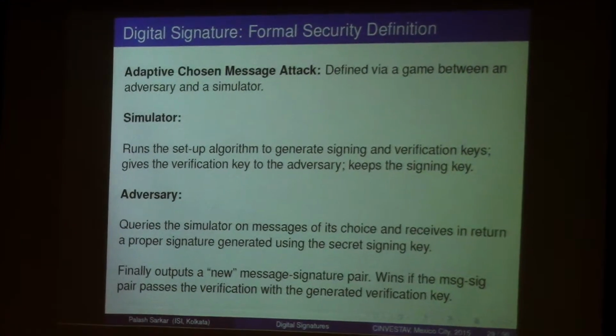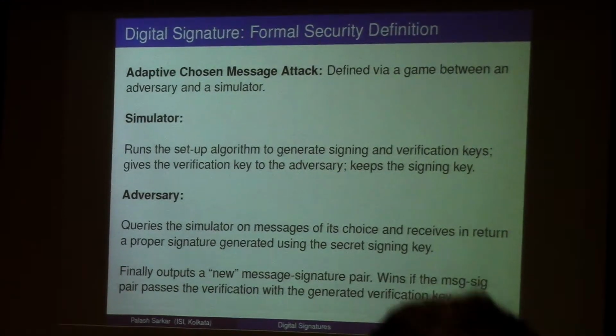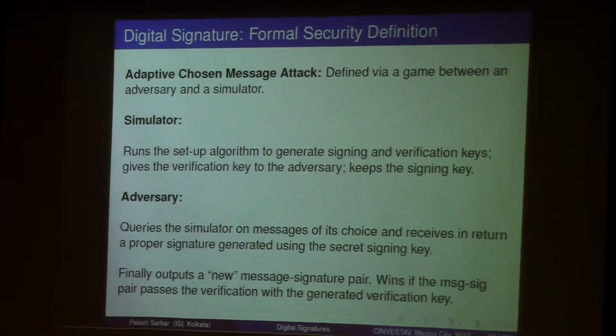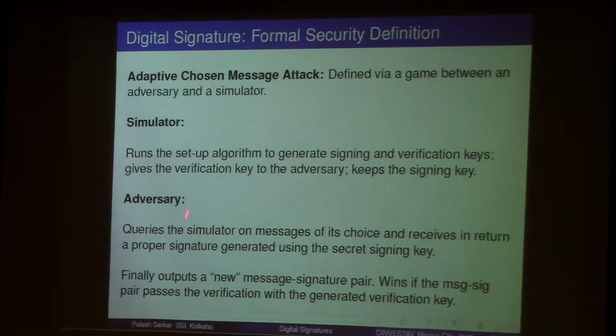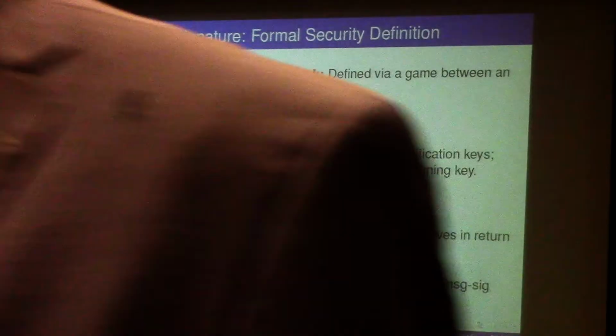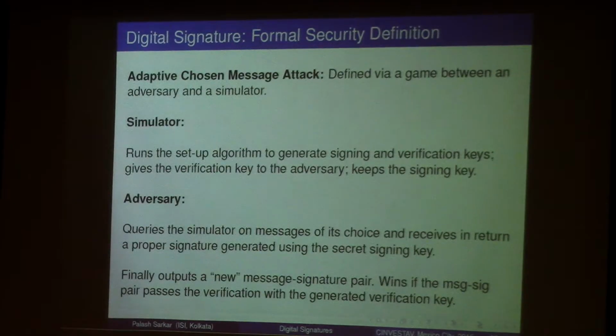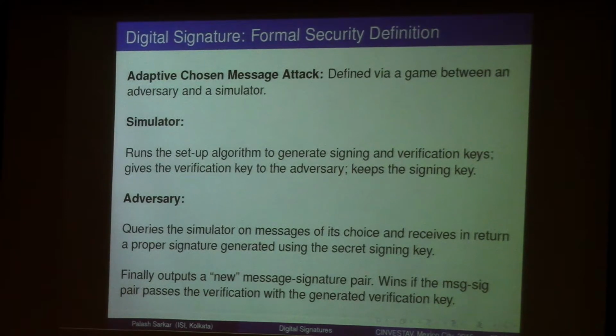So what does the simulator do? The simulator runs a set of algorithms to generate signing and verification keys, and then gives the verification key to the adversary and keeps the signing key. So what the adversary can do is query the simulator. So it's a chosen message attack. The adversary can query the simulator on messages of its choice. So it says, okay, give me the signature for this message. Gets back the signature. Then based on this message signature, it says, okay, give me the signature on another message. Gets back the new signature and keeps on doing this several times. There is some bound on the number of queries it can make.